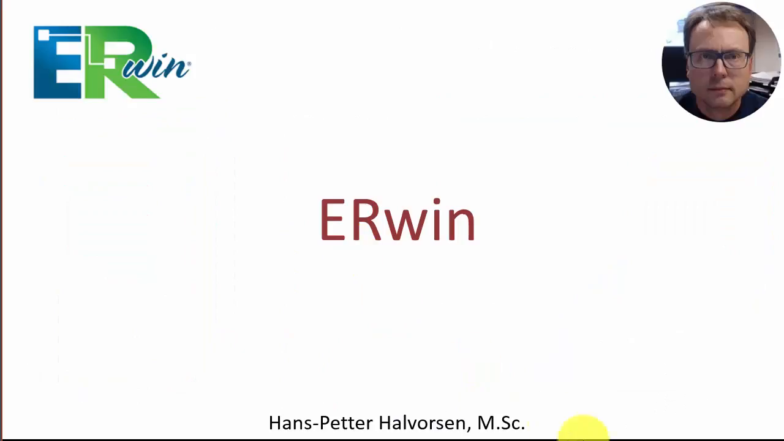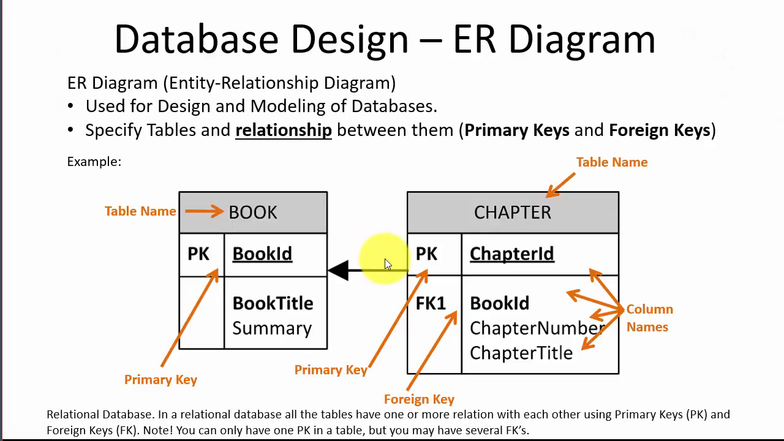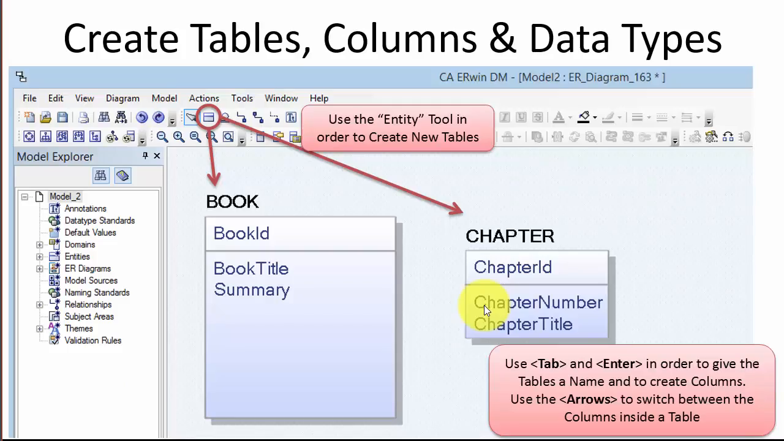So let's start with Irvin. We use Irvin to design and model our database. So we need to design our tables and our columns inside each table, and we need to set the relationships between the tables. Typically we have a table with a primary key, and we have some other tables which we want to link the primary key to, which is called a foreign key. So here is the example of how we have created two tables within Irvin using the entity tool.